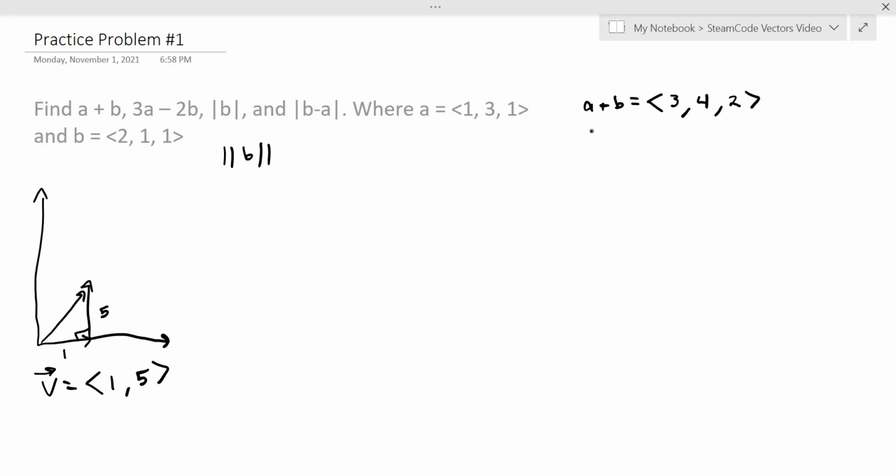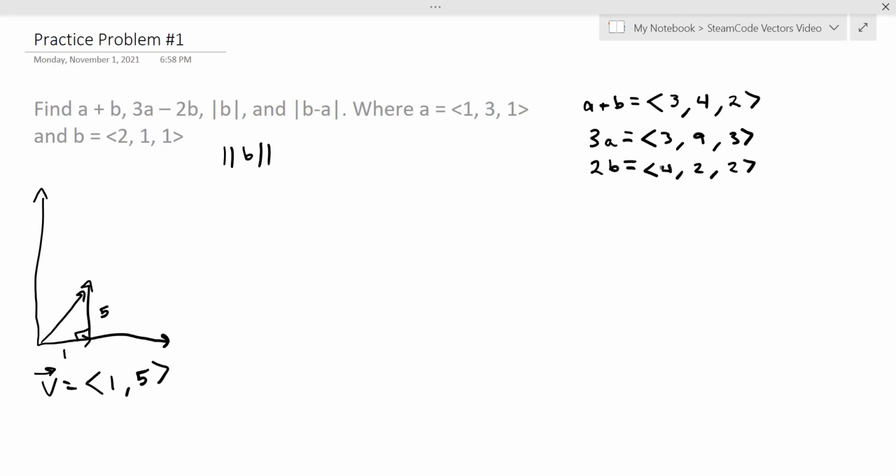Now let's find 3a minus 2b. Let's break this into parts. So what's 3a? 3a would equal 3 times 1, which is 3. 3 times 3, which is 9. And 3 times 1, which is 3 again. 2b is equal to 2 times 2, which is 4. 2 times 1, which is 2. And 2 times 1, which is 2 again.